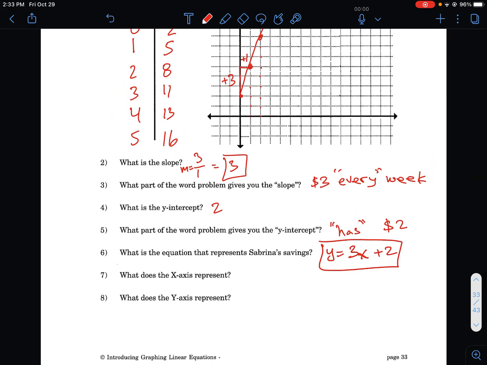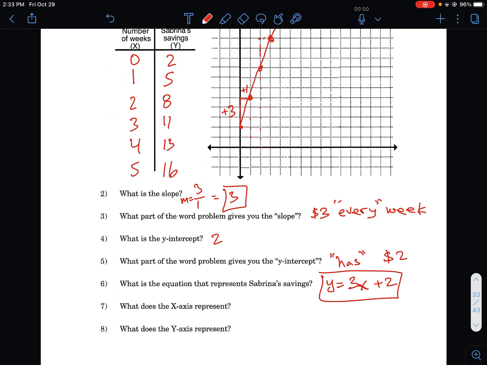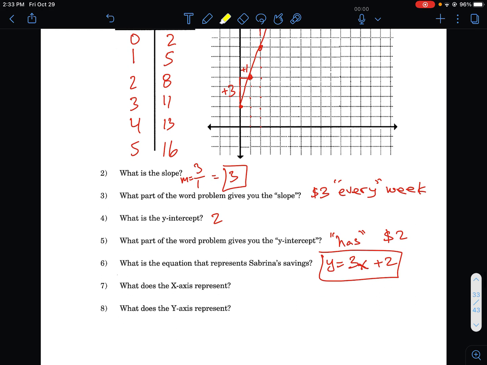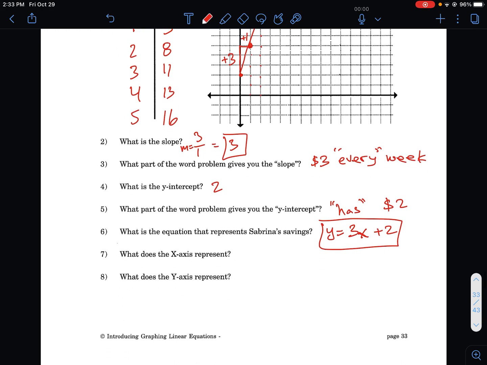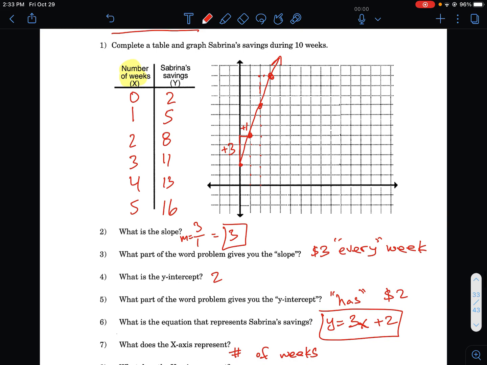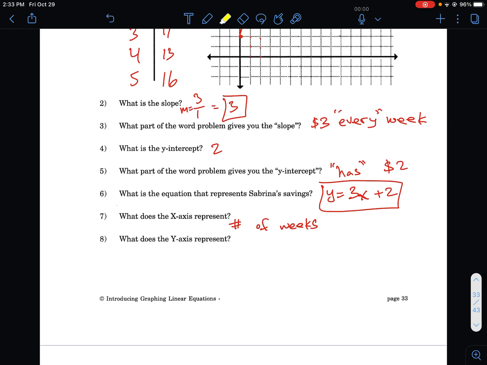What does the x-axis represent? We could figure this out by looking at the table. It says so right here. The x-axis is the number of weeks. So it is the number of weeks. What does the y-axis represent? Let's look over here. Her savings.